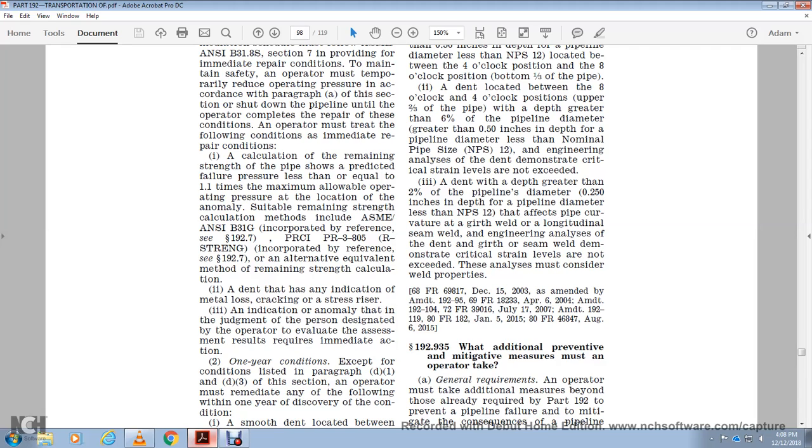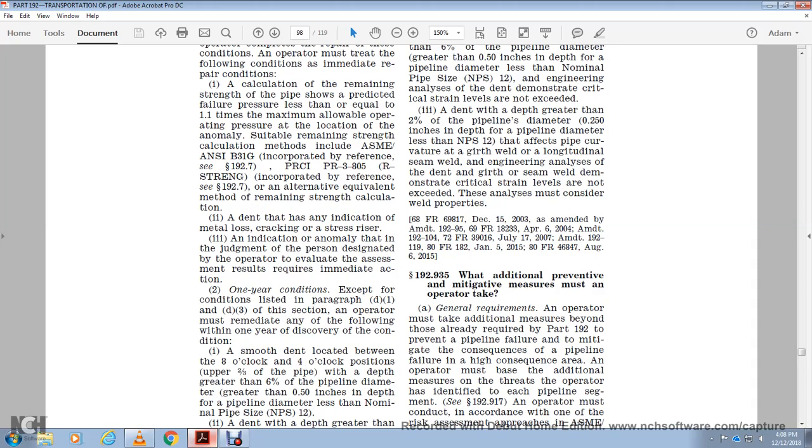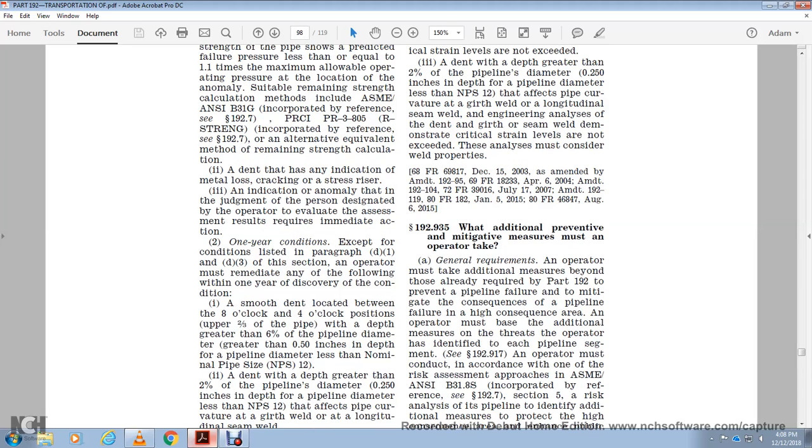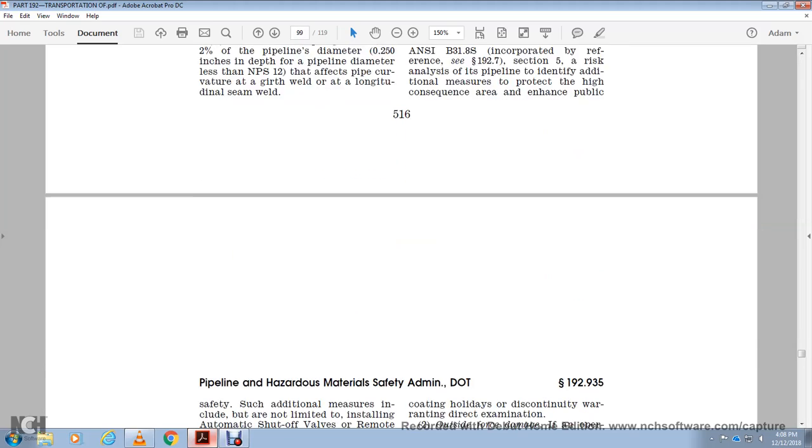Section 192.935, additional preventive and mitigative measures. General requirements: the operator must take additional measures beyond those already required by Part 192 to prevent a pipeline failure and to mitigate the consequences of a pipeline failure in a high consequence area. The operator must base the additional measures on the threats the operator has identified to each pipeline segment. The operator must conduct a risk analysis of the pipeline, using a risk assessment approach in ASME/ANSI B31.8S, incorporated by reference in section 7, section 5, to identify additional measures to protect the high consequence area and enhance public safety.